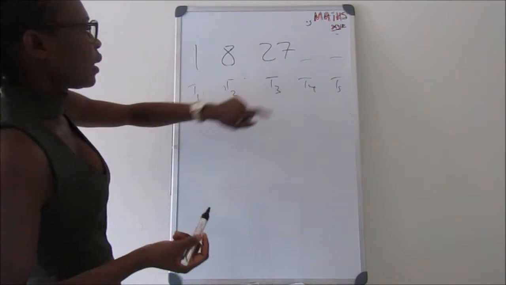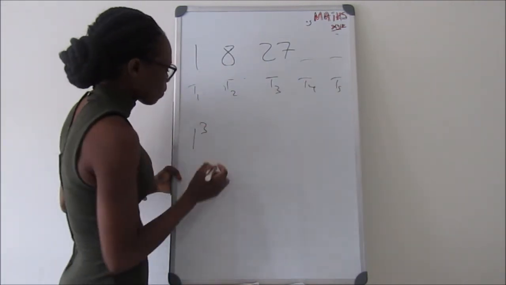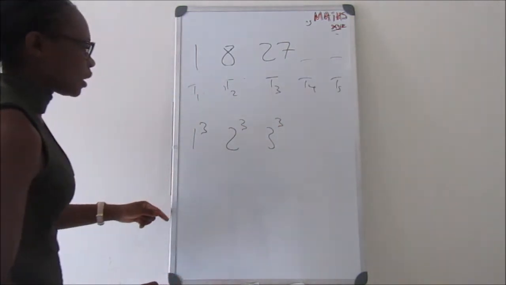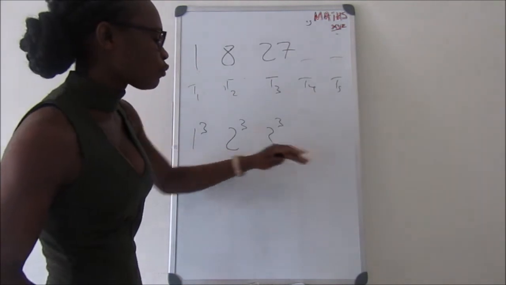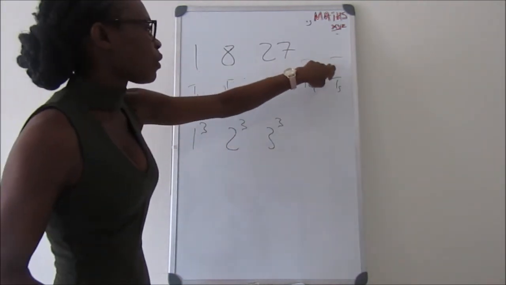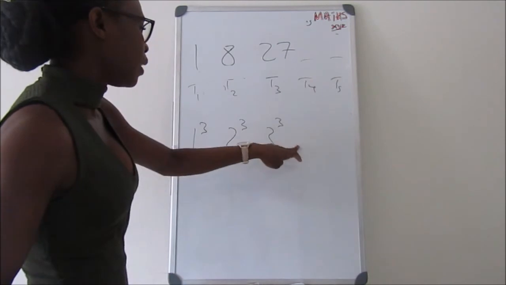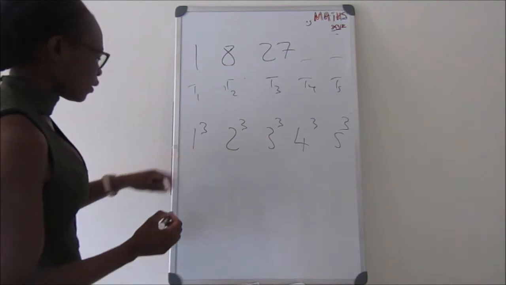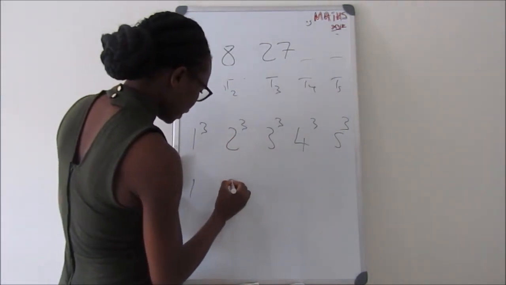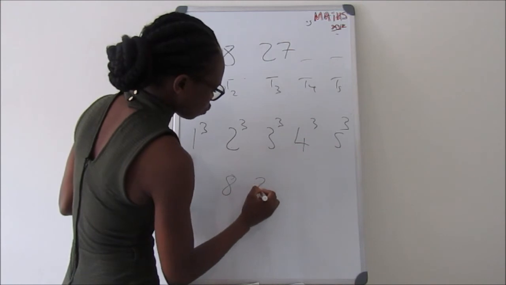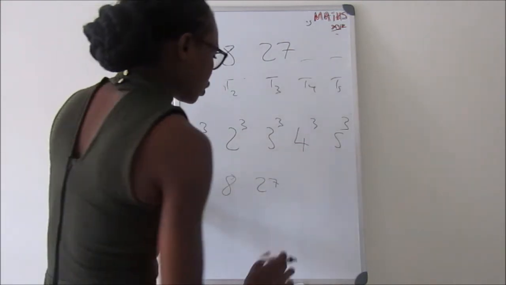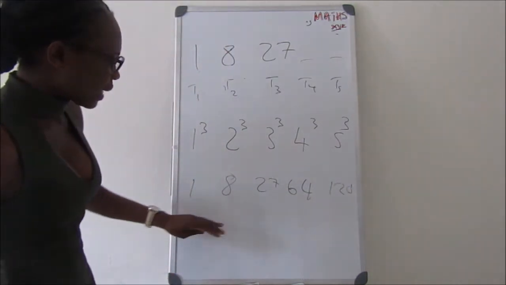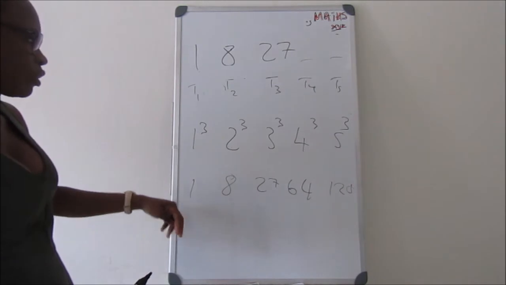But if we look at it, if we say 1 cubed, 2 cubed and 3 cubed, that tells me that these numbers are going in a pattern of cubes. So term 4 and term 5 will be the term cubed. All right, so 1 cubed is 1, 2 to the power of 3 is 8, 3 to the power of 3 is 27, 4 to the power of 3 is 64, and 5 cubed is 125. So this is an exponential pattern which is going in cubes.